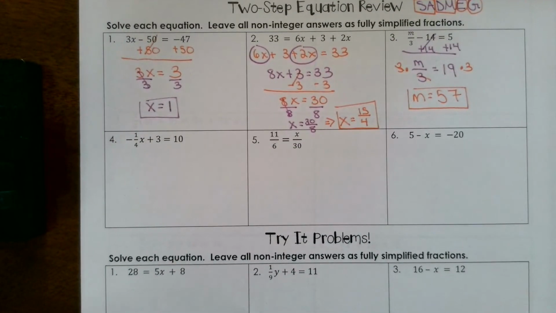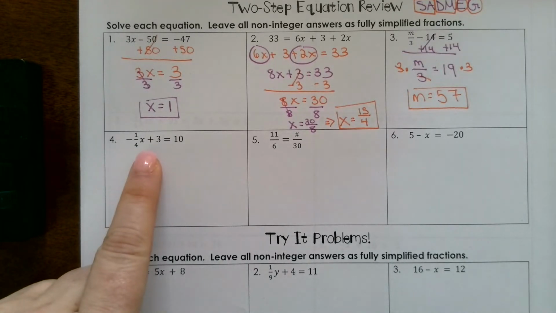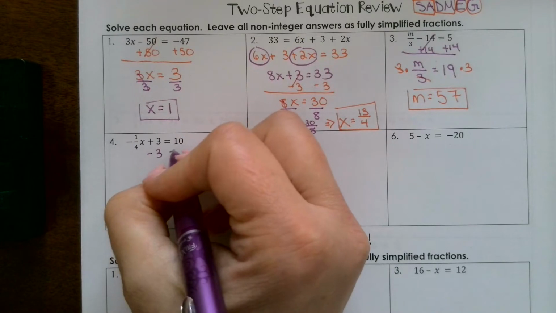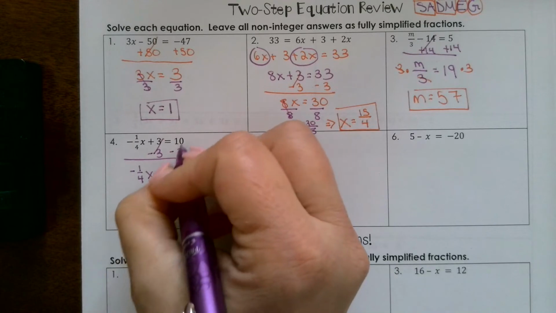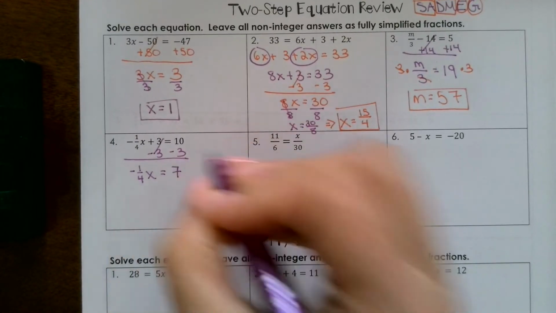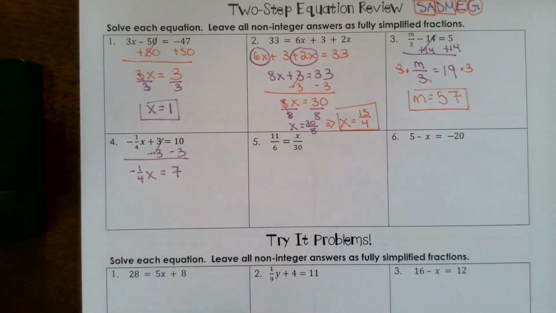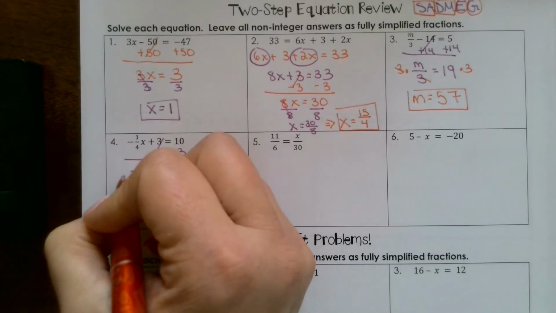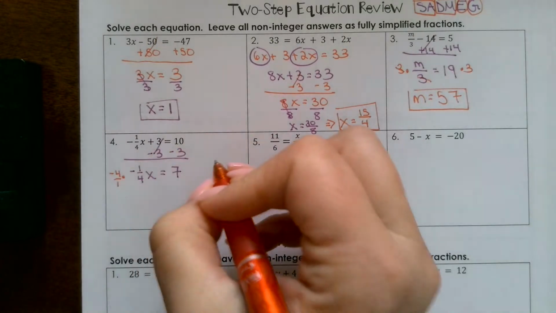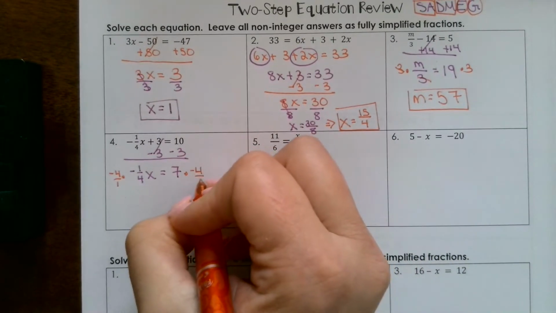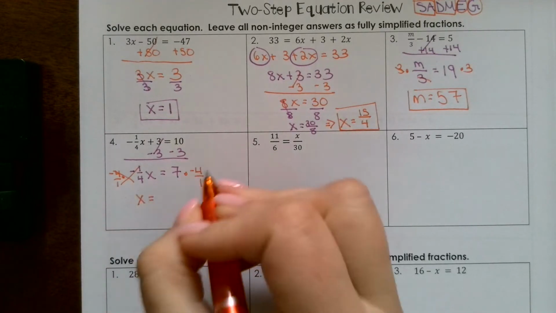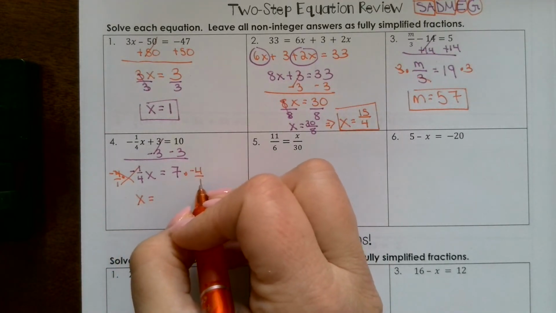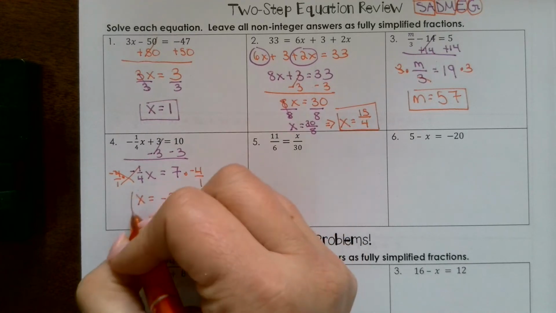All right, take a look at number 4. Addition, subtraction. I'm going to subtract 3 from both sides. I have negative 1/4 x equals 10 minus 3, which is 7. I have a fraction multiplied by x. I'm going to multiply both sides by the reciprocal of negative 1/4. As you know from your properties, any number multiplied by its reciprocal results in 1. So x equals 7 times negative 4 over 1, which is negative 28.